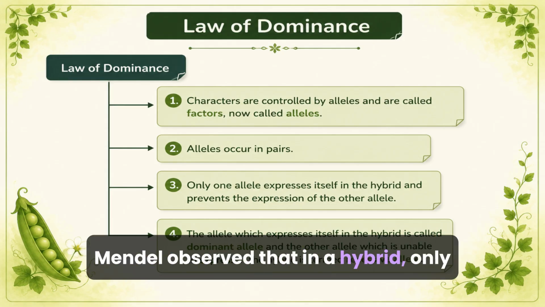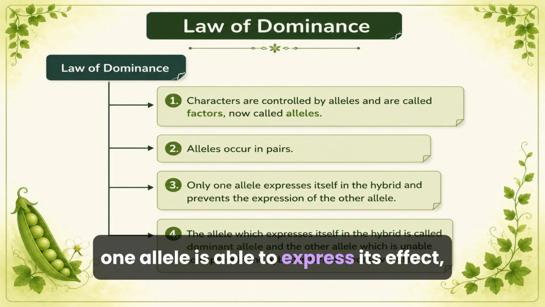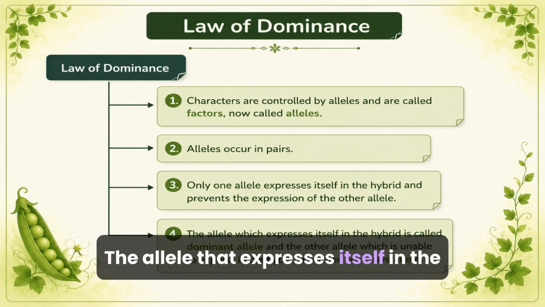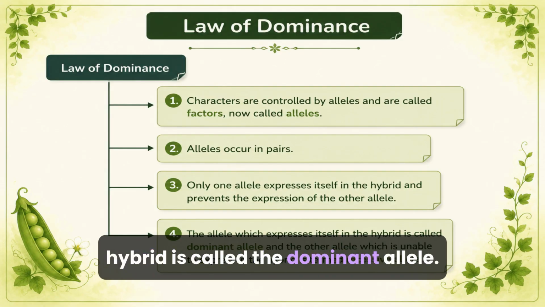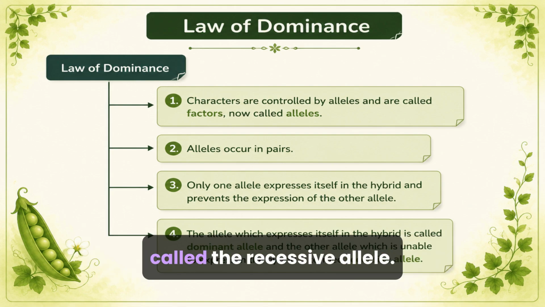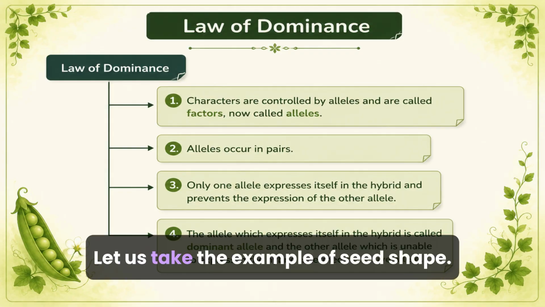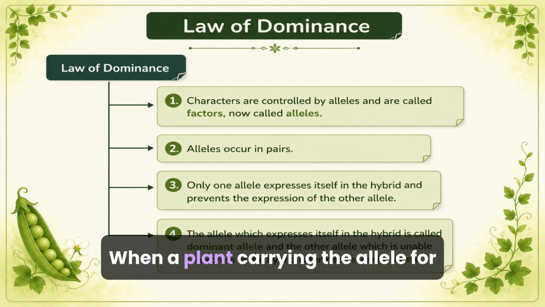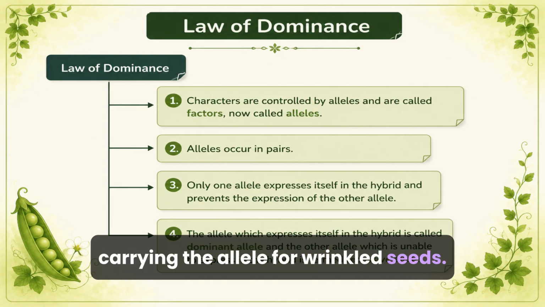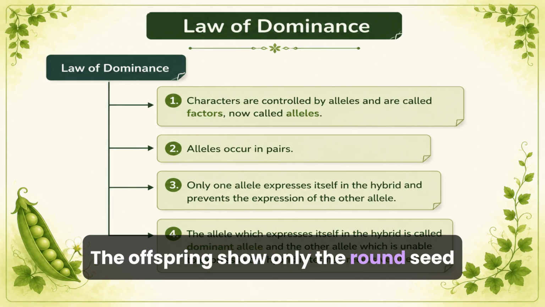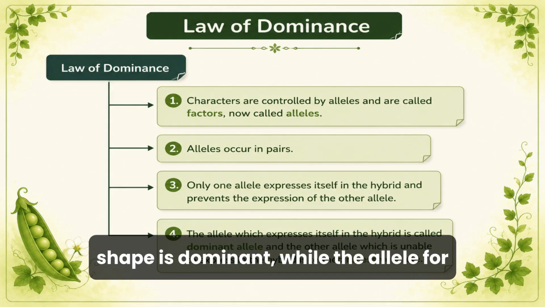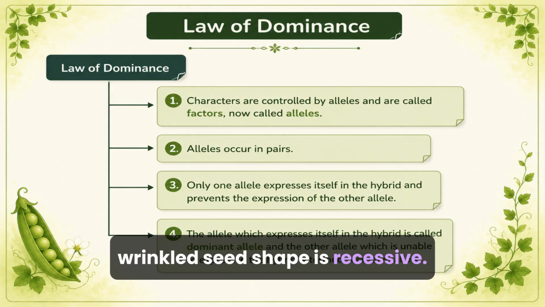Mendel observed that in a hybrid, only one allele is able to express its effect, while the other allele remains hidden. The allele that expresses itself in the hybrid is called the dominant allele. The allele that does not express itself in the presence of the dominant allele is called the recessive allele. Let us take the example of seed shape. When a plant carrying the allele for round seeds is crossed with a plant carrying the allele for wrinkled seeds, the offspring show only the round seed character. This means the allele for round seed shape is dominant, while the allele for wrinkled seed shape is recessive.